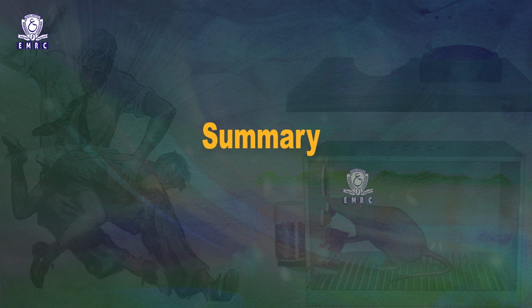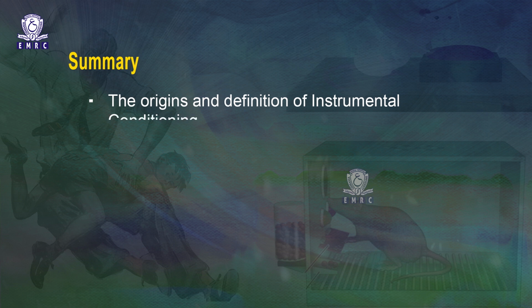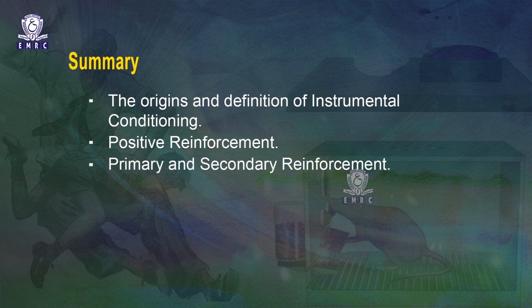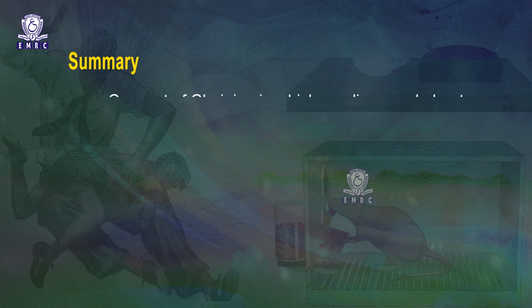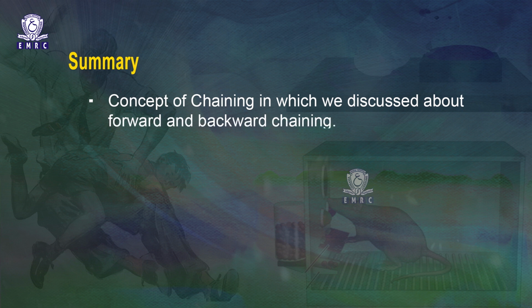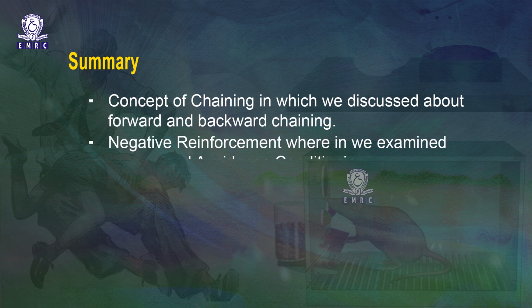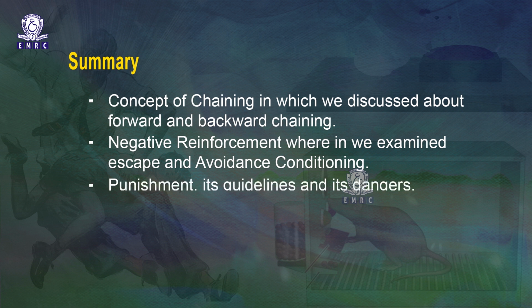So, to summarize, in today's lesson, we have understood about the origins and definition of instrumental conditioning, positive reinforcement, primary and secondary reinforcement, schedules of positive reinforcement, concept of shaping or method of successive approximation, concept of chaining, in which we discussed about forward and backward chaining, negative reinforcement, wherein we examined escape and avoidance conditioning, and lastly punishment, its guidelines and its dangers.